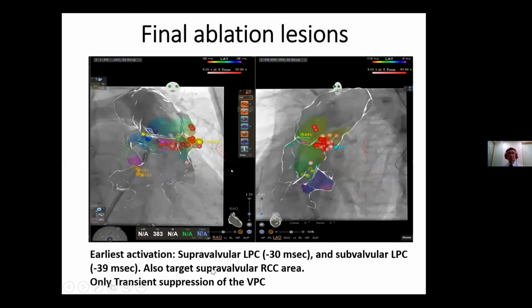Actually, we did lots of ablation, either above or below the valve of the left pulmonary cusp. You can see I provide some data here. Subvalvular is even earlier, and supravalvular is -30, but we failed to eliminate this PVC. It was only transiently suppressed. So we also went for the right side to target this PVC. However, we still failed. Because of the long procedural time, we terminated the procedure at that time.